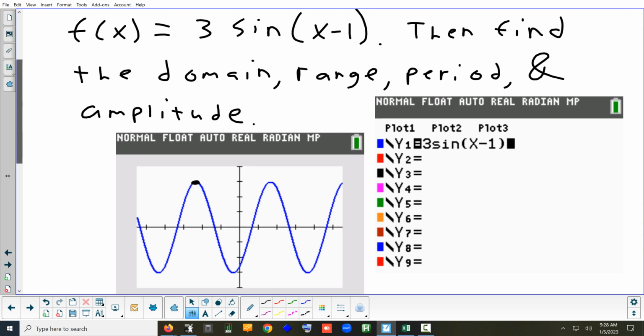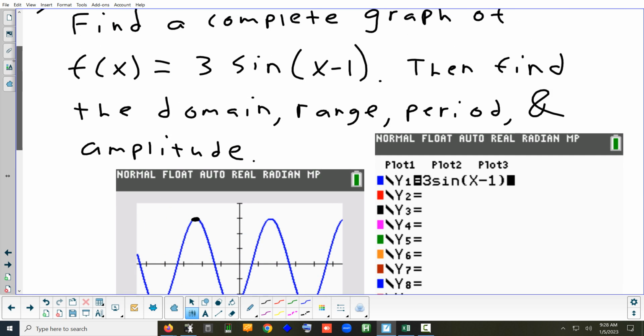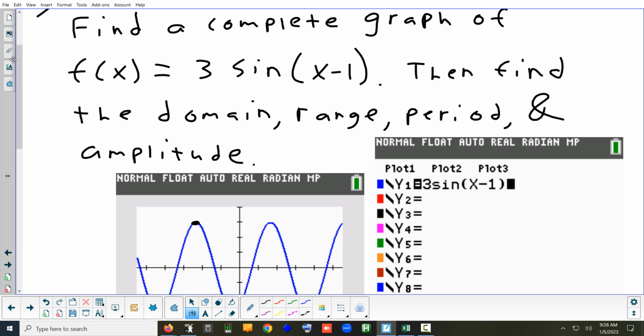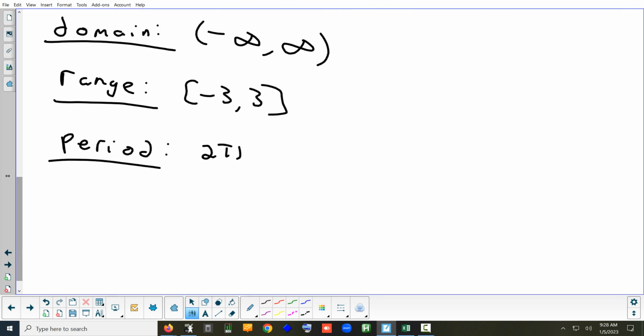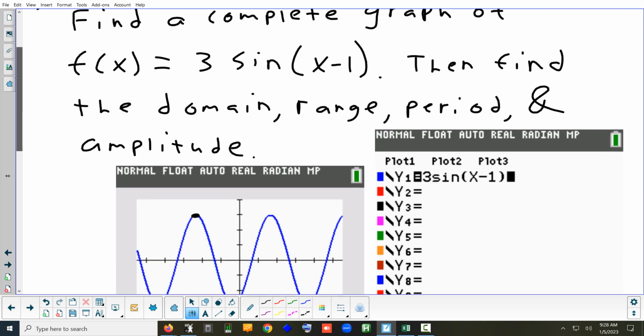Alexander, how about our period? What's going to be our period? Two pi, right? The period of this is not changed. The formula would be 2 pi over b. B is 1. So period is 2 pi. Domain, range, period. What else do they want?